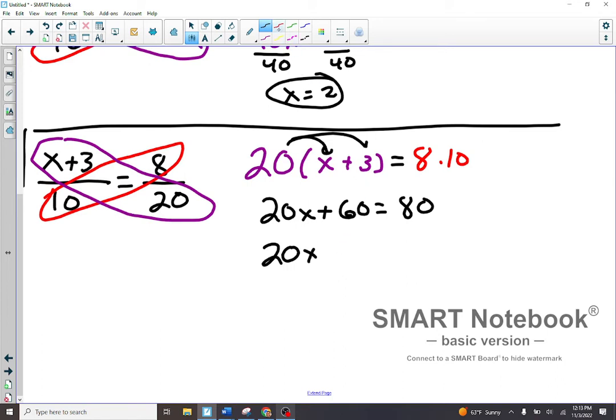20x, I'm going to subtract 60 on both sides. 20x equals 20. I remember yesterday we talked about what if it's the same number? You still do the math. Divided by 20, divided by 20. x equals 1. Okay?